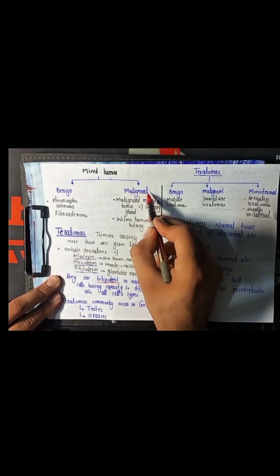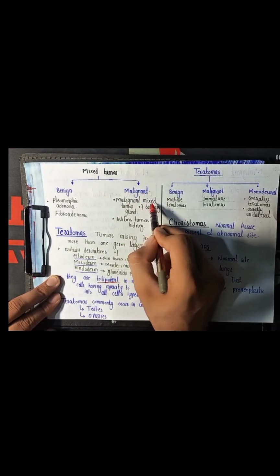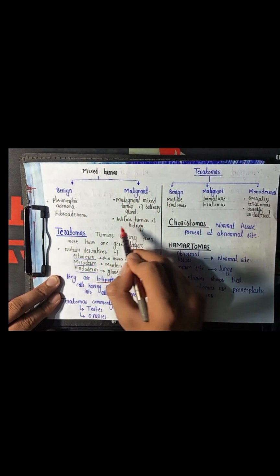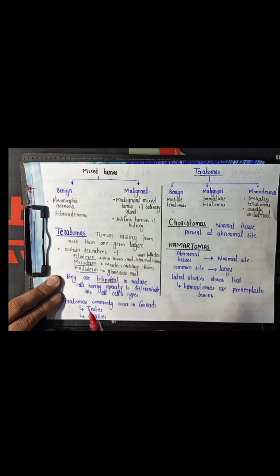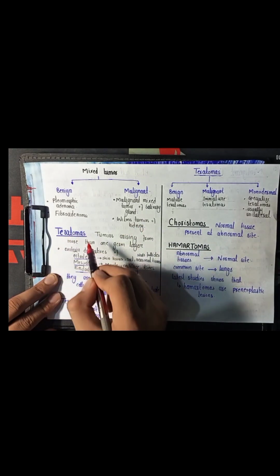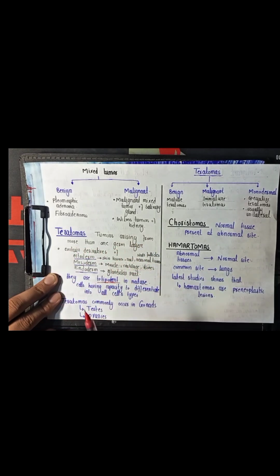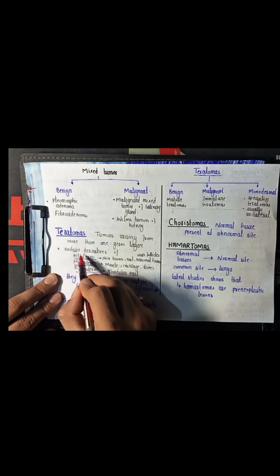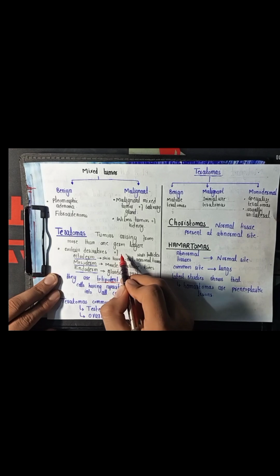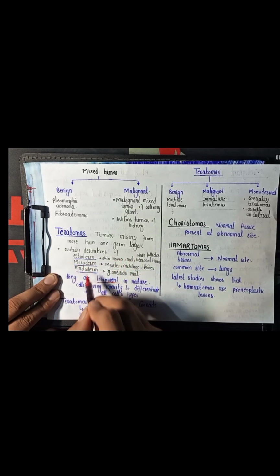And the mixed tumors may be malignant, which include the malignant mixed tumors of the salivary gland and the Wilms tumors of the kidney. इसके बाद हमारे साथ आता है teratomas. So teratomas are the tumors that arise from more than one germ layer, and the teratomas include the derivatives of all the three germ layers like ectoderm, mesoderm, and the endoderm.